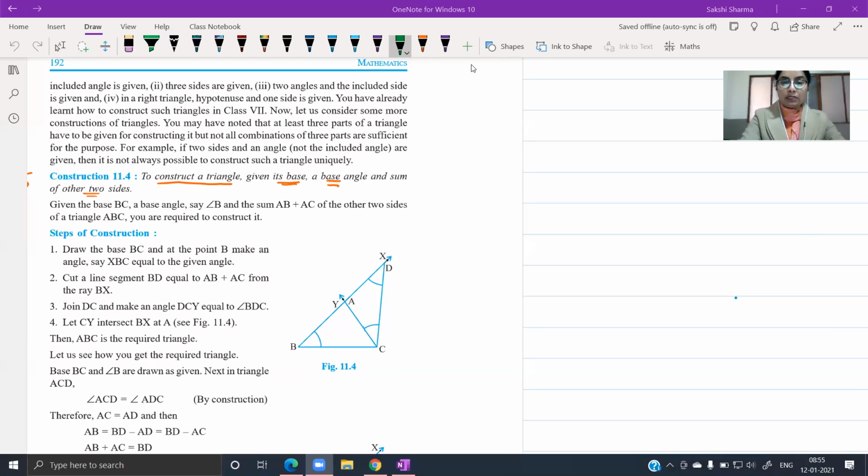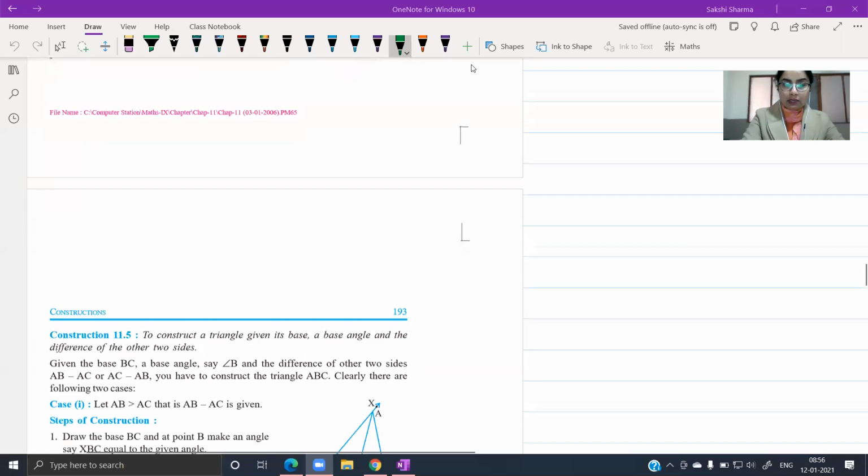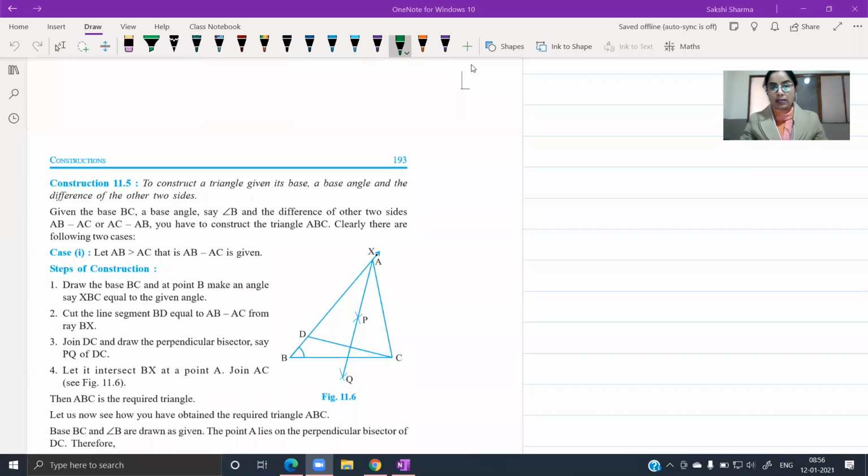The second type is when you are given the base of the triangle, you have to construct a triangle, you will be given its base, you will be given one of the base angles, and along with that, you will be given the difference of the other two sides. Since when you write down the difference of any two values, you always write down the difference as larger value minus smaller value. So under this type, under construction of a triangle, when you're given difference of two sides, you further have two subtypes.